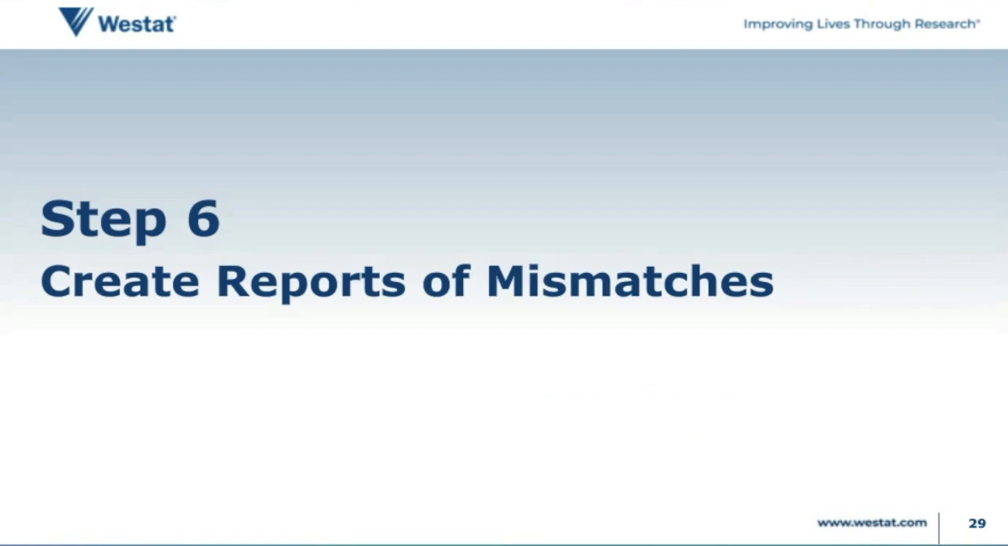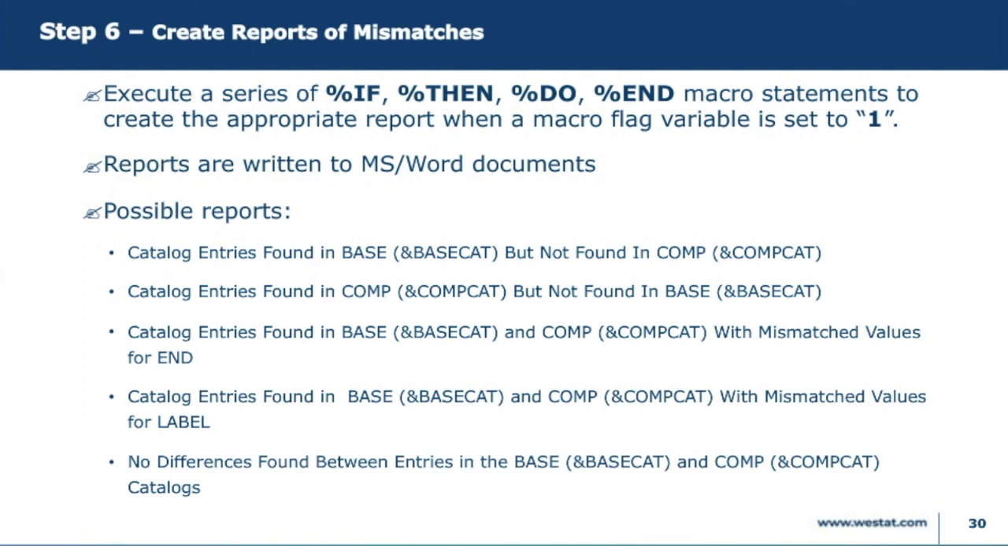Well, we've done all of the heavy lifting, and now it's time for us to reap the benefits of what we have done and create reports of the mismatches. So we're going to execute a series of %if, %then, %do, %end macro statements to create the appropriate report when a macro flag variable has been set to 1, which we did in the previous step. Reports are written to a Microsoft Word document, but you could just as easily write it to another ODS destination, such as Excel or PDF, or if you're still playing around with RTF, you can do it that way also.